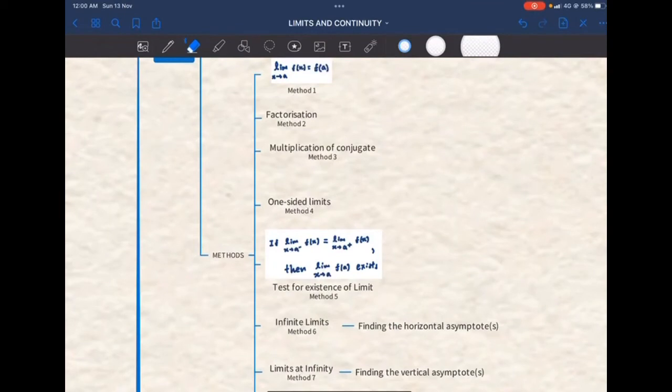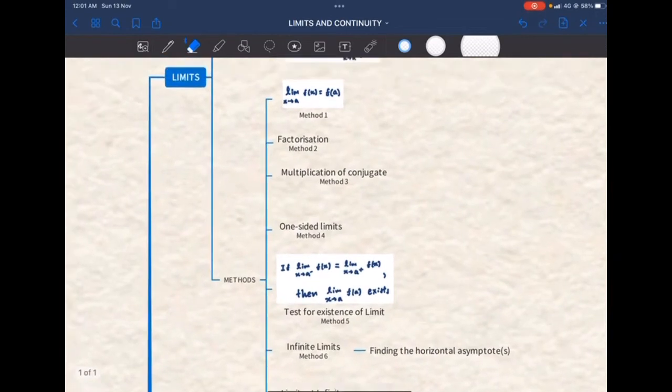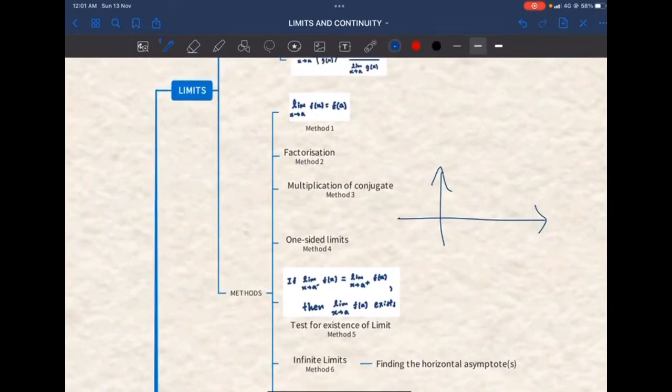Okay, so now I'm going to explain method 4, which is one-sided limits. This type of method is used to find the limits of x approaching a value when there's only a one-sided limit. For example, in a graph like this, when x approaches 2 from the left, the value of y is 1, while when x approaches 2 from the right, y is equal to 2. This condition is called one-sided limits.